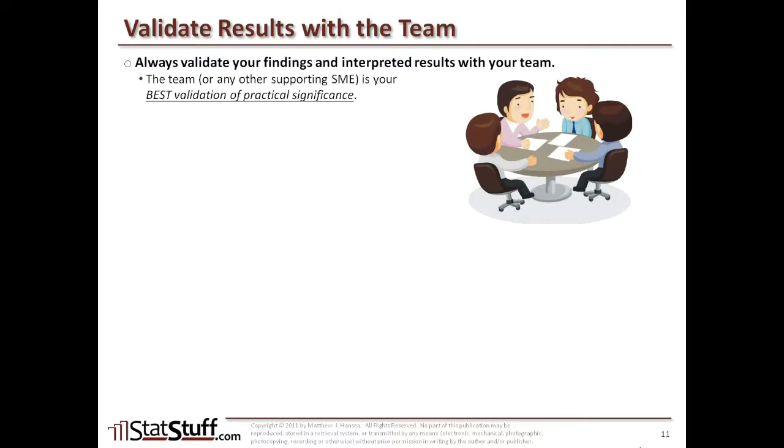You need to collaborate with them, because the team or any other supporting SMEs, like subject matter experts, that you're using as part of this process and interpreting the data and helping you to do the analysis on the data, they're your best validation of practical significance. Again, we can come up with whatever we want in the data, but if it's not practical, then we're missing the boat here. So we need to make sure that our team is in full agreement. So it's helpful to get the team updated regularly of the findings that you have along the way, and they can help steer and guide your analysis.